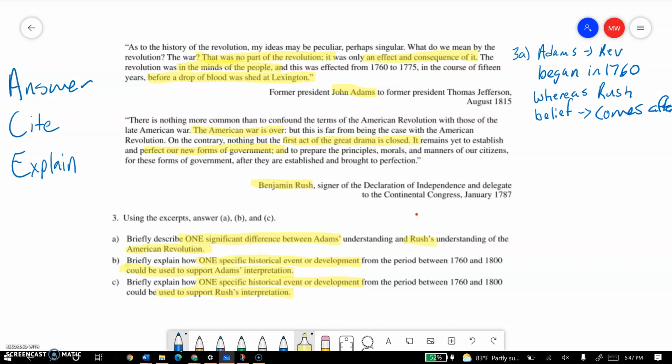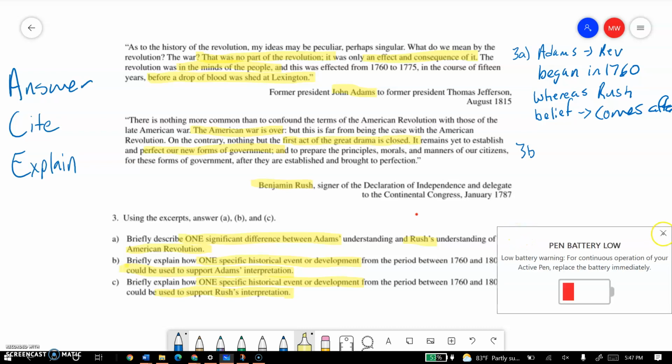Whereas Rush believes that though the American War is over, it is only the first act in the great drama of the American Revolution. So we can use his specific statement to show how he feels about when the revolution takes place. Now moving on to 3B and 3C.